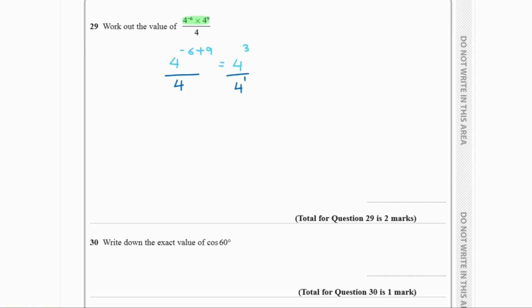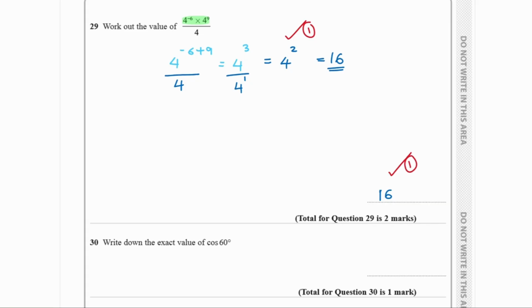When we divide numbers with indices, we need to take the powers away. So we are going to do 3 take away 1, which gives us 2. So our answer is 4 squared. And because the question is asking us to work out the value of it, 4 squared is equal to 4 times 4, which is 16. So our final answer is going to be 16. This was a 2-mark question, and the first mark would be given for correctly working out the indices using the laws of indices, and the second mark would be given for getting a correct final answer of 16.